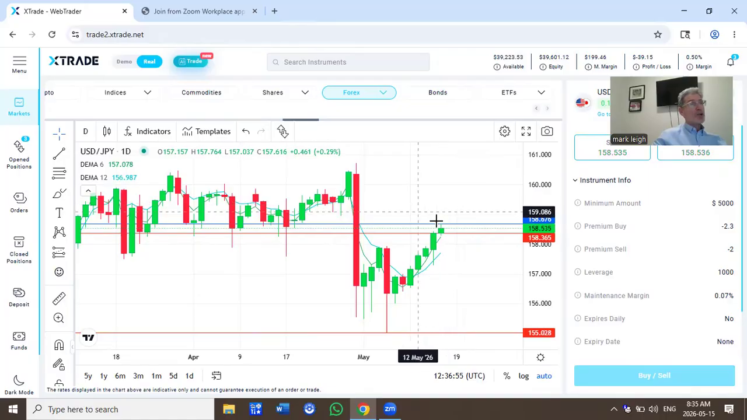A turnaround, if US dollar sellers step in, a bounce down off this area, we'll be looking to get to the 158.36 support or below.